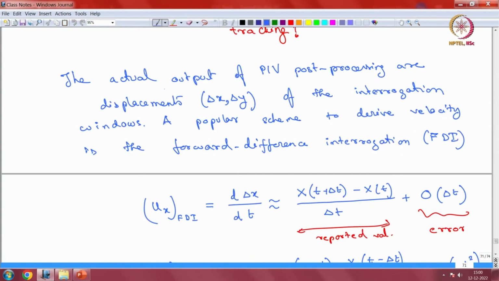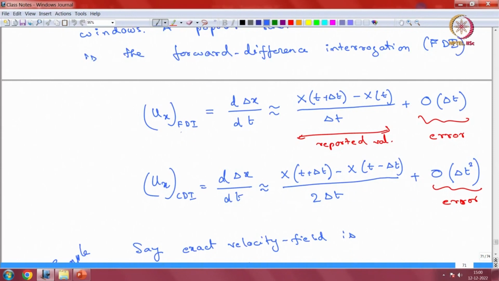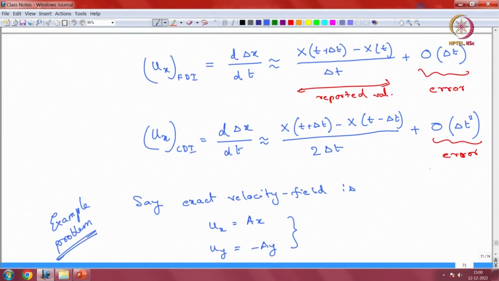And finally, when you have the actual output, you do get displacements delta x and delta y, and now you have to use numerical schemes in order to get a velocity field, which is the time derivative of the displacement field. And we discussed how we can do a forward difference method or a central difference method, and we get these two different types of expressions with different types of errors in the two cases.